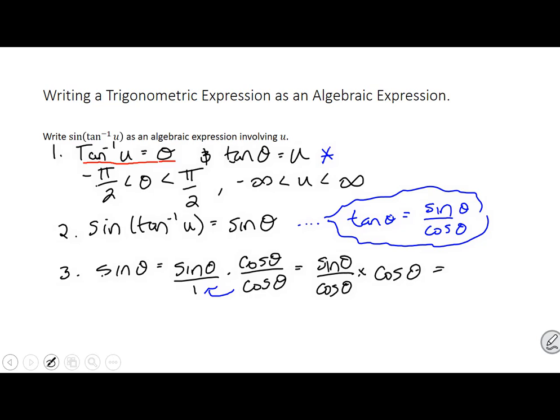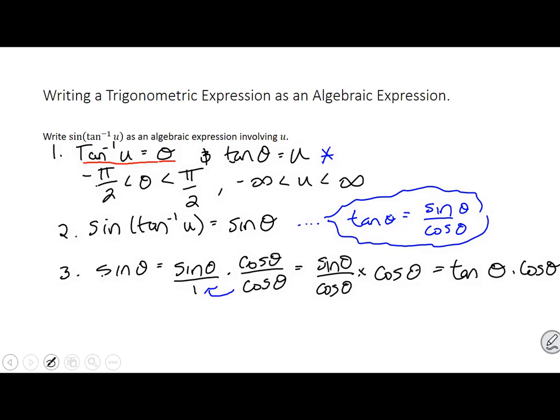Well, we're almost there, because now we know that sine theta over cosine equals tangent. So we get tangent theta times cosine theta. Now this is probably where it gets a little bit tricky, because now I have to somehow deal with this cosine theta.